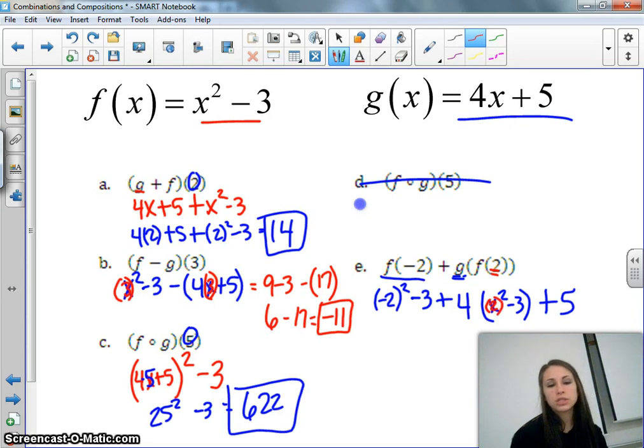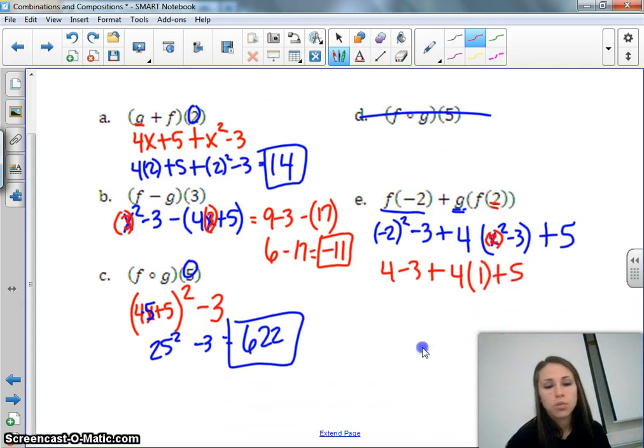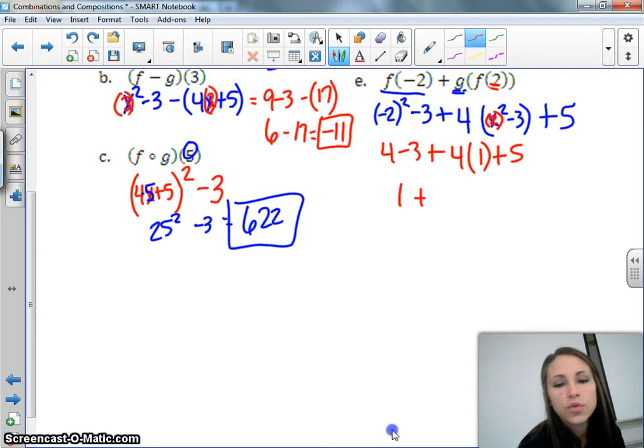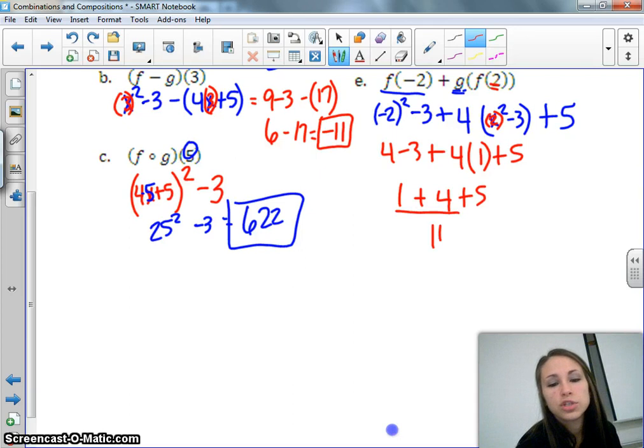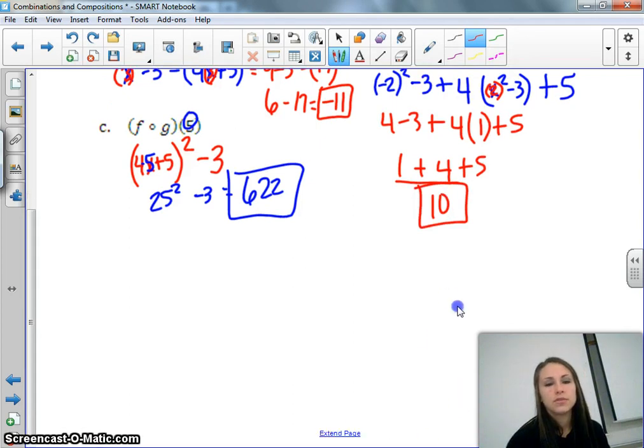And then I'm just going to simplify. This is going to be 4 minus 3 plus 4 times 4 squared minus 3 is just going to be 1 plus 5. And then I just work this out. So 4 minus 3 is 1, plus 4 times 1 is 4, plus 5. So this is just going to be like a 5 plus 5, which is 10. And so my answer here is 10 for that combination.